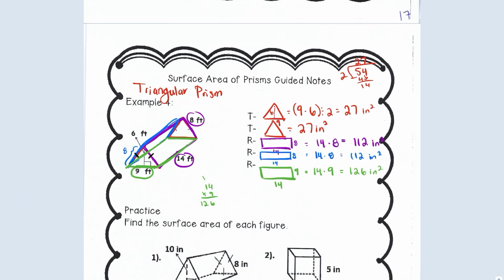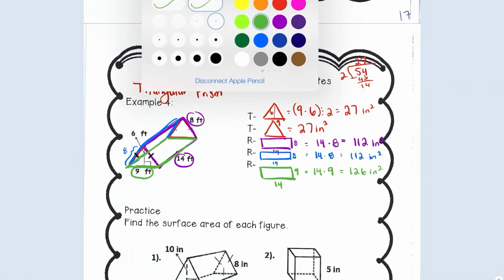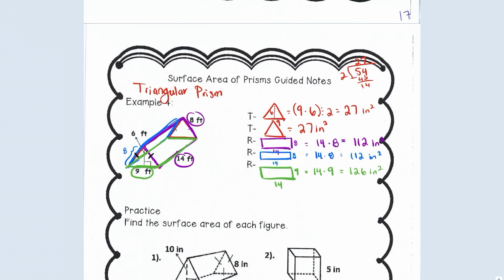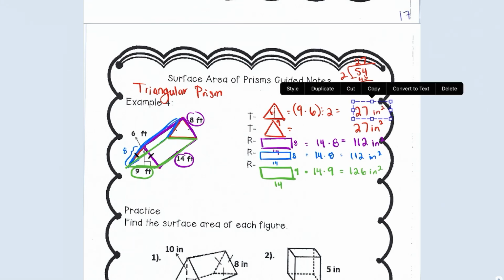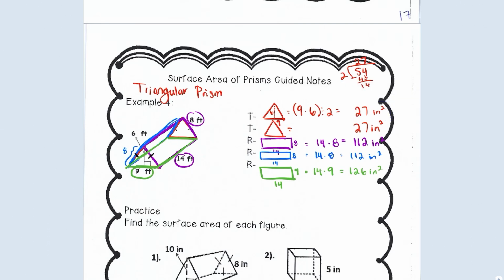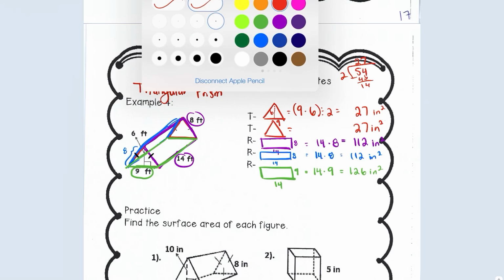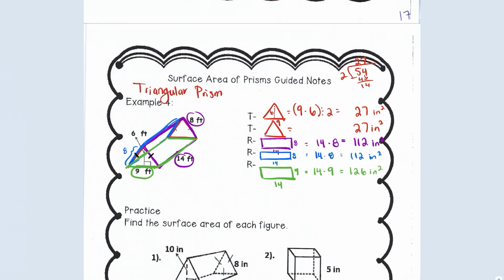Okay, and are we finished? No, we're not finished, because the very last step would be to add all of these areas together. Let me bring this 27 over a little bit so it's a little easier to add. Let me line these up so my place values are in the correct places. Okay, now we're going to do some addition. And let's use a pink color. There we go. So I'm going to add all of these together.